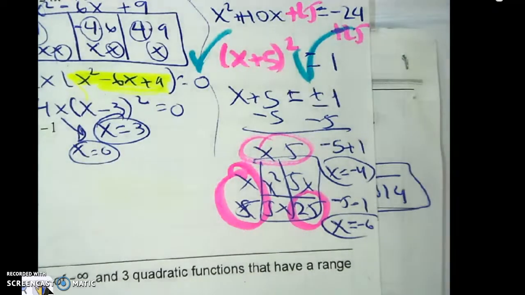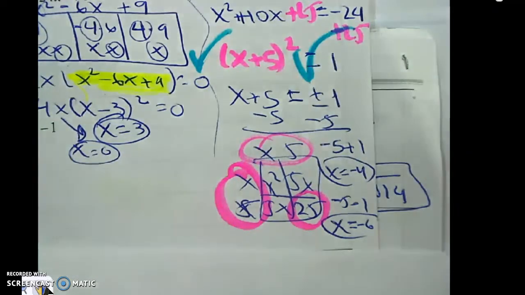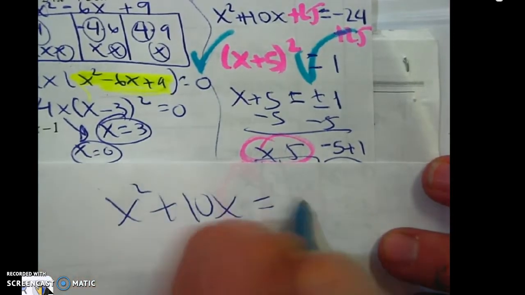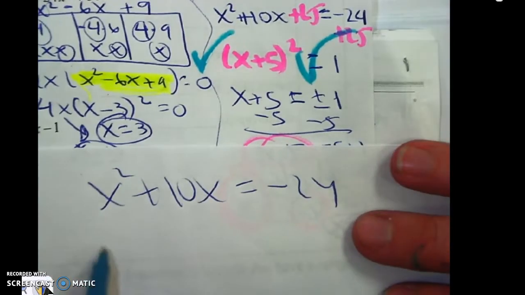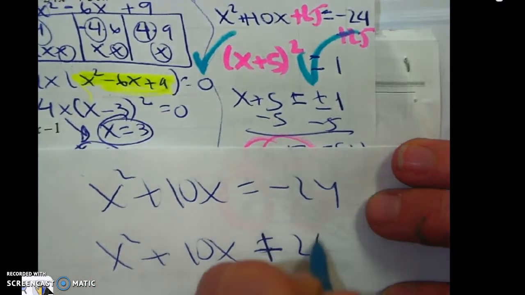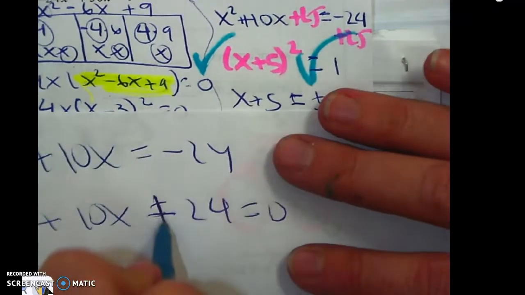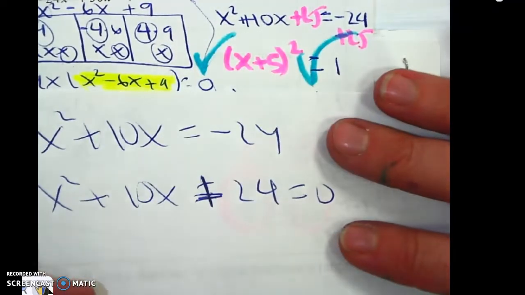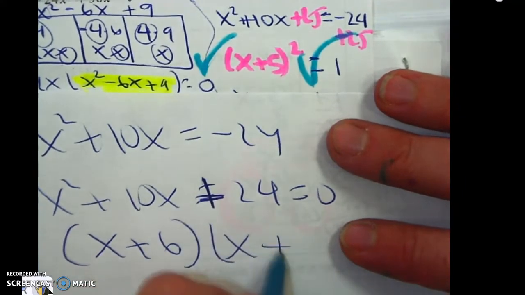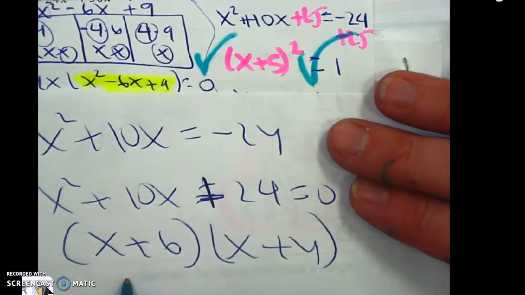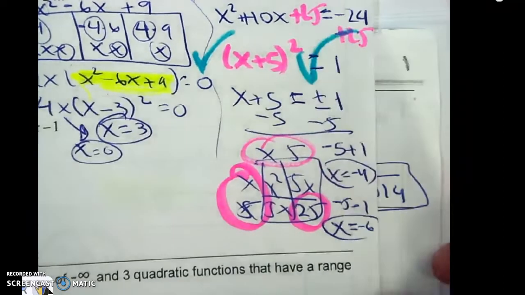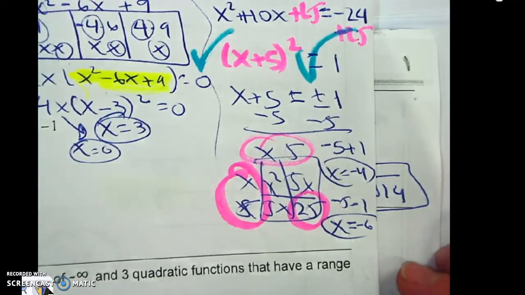I want to show you I could have solved this one by factoring. So if I would have gotten x squared plus 10x equals negative 24, move the 24 over. Sorry. Two numbers that multiply to get 24 and add to 10 are 6 and 4. Set that equal to 0, negative 6, negative 4. And if you look, that's what I got when I completed the square.